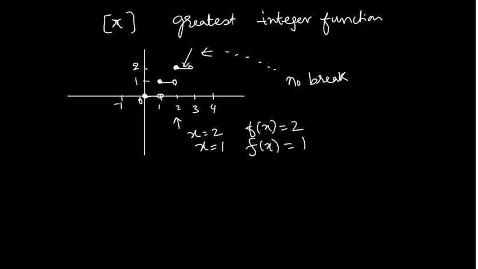Understood, right? So for anything between 1 and 2, the value is 1. Between 2 and 3, the value is 2. But then there is a jump at all these points. Jump from 1 to 2. So this greatest integer function is having a jump. So there are two types of discontinuities. One is called the break discontinuity or a jump discontinuity.